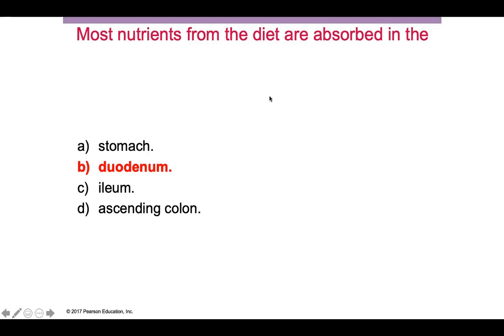And remember, I think on an earlier slide, we said that most of it is absorbed in the first 20%. So that would be the duodenum, a little bit more in the jejunum, but then by the time we get to the ileum, we're seeing very little absorption happening there, right? Most of it is already accomplished.